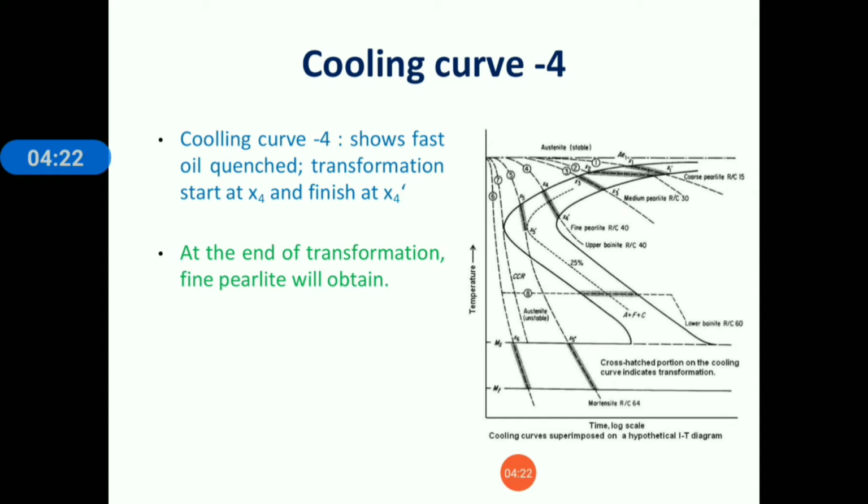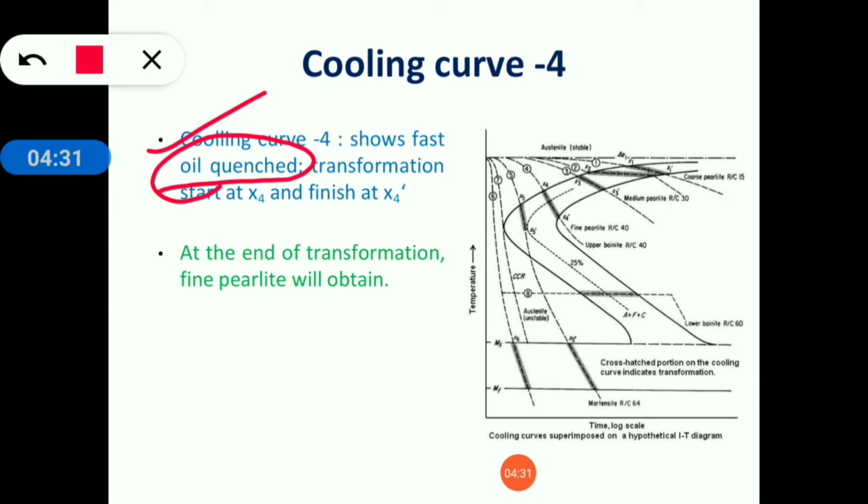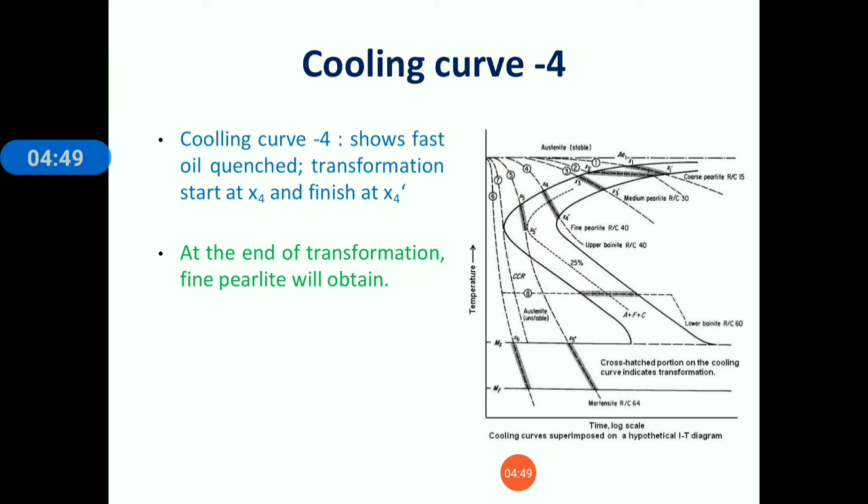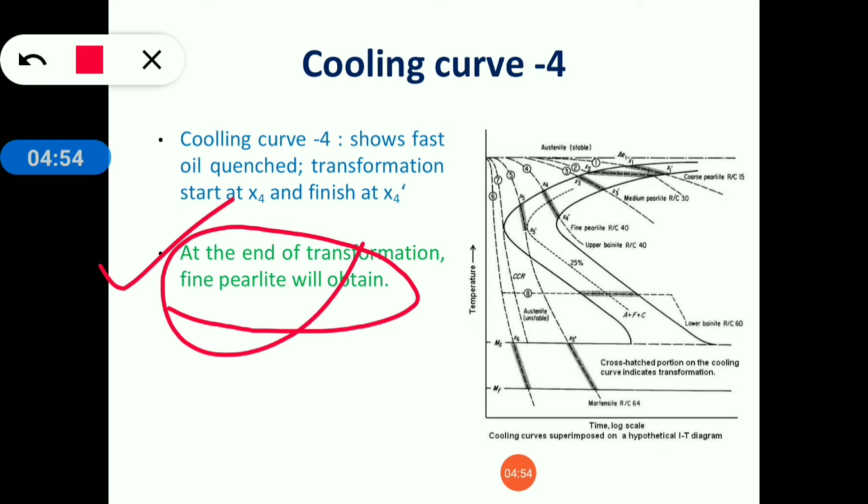Cooling curve number 4, this one. Cooling curve 4 shows the fast oil quench, and the transformation will start at point x4, this one, and it will finish at point x4 dash, this one. In between, the transformation will occur, and at the end of the transformation very fine pearlite will be obtained.